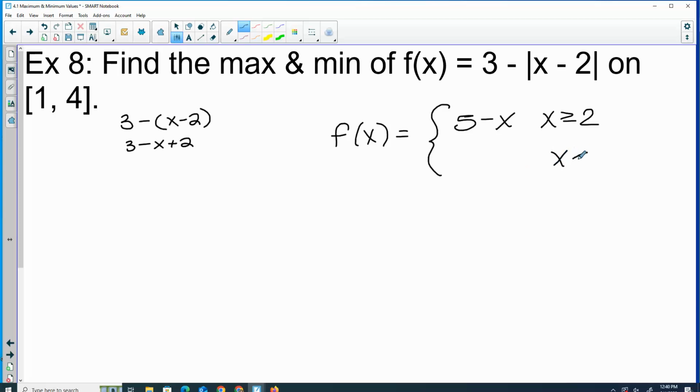And if x is less than 2, then the absolute value will have a negative on the inside, so it's the opposite of it, right? So it's 3 minus the opposite of x minus 2, plus x minus 2. So that would just be x minus x plus 1. So this actual function is 5 minus x if you put in something bigger than 2, and 1 plus x if it's less than 2. Now we do the derivative.